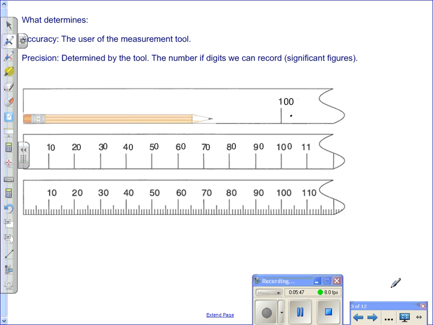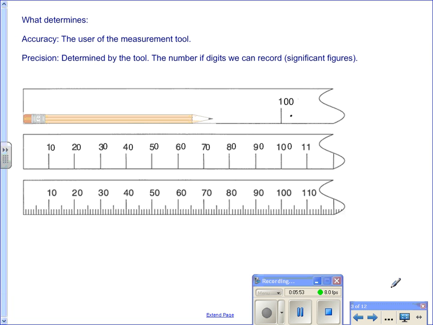It could be 100 meters. It would be a very, very long pencil. It could be 100 millimeters. That's probably close. That's more like 10 centimeters. But we don't really worry about the unit at this point. Let's just take a look at the different measurements that we can make.